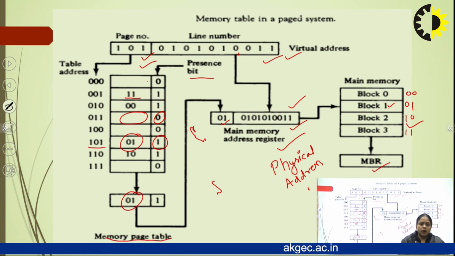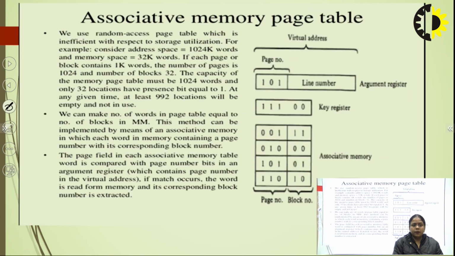So if we now convert this page table into a small table where we have only 4 entries, because we can insert only 4 entries into the main memory, there is no need for the other empty entries here. So we will implement this memory page table with the help of associative memory. The associative memory is also known as a content addressable memory, where we have no address, but we match the content, not addresses. We match the content here.